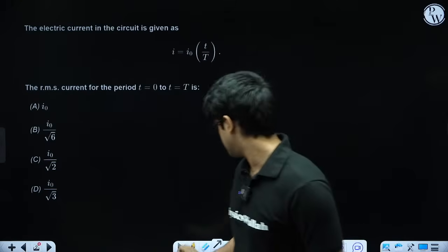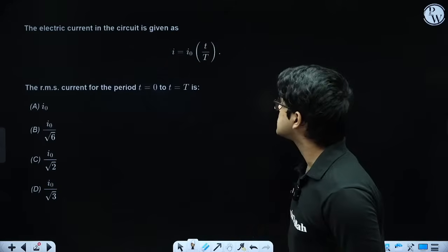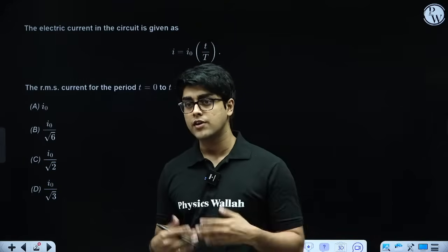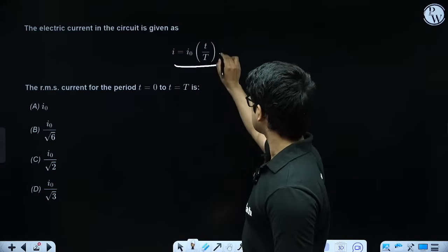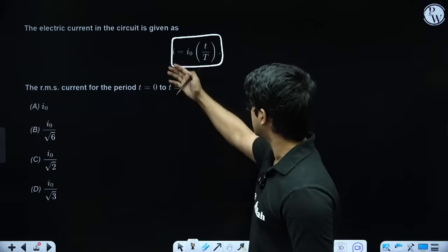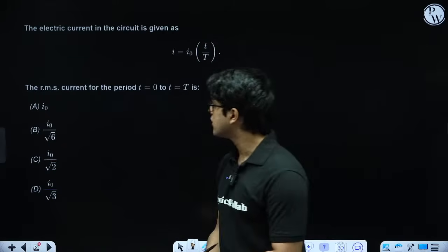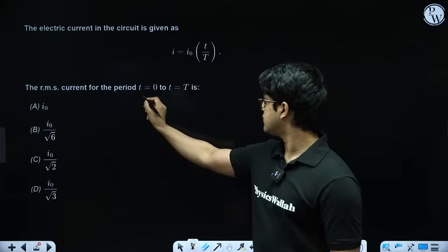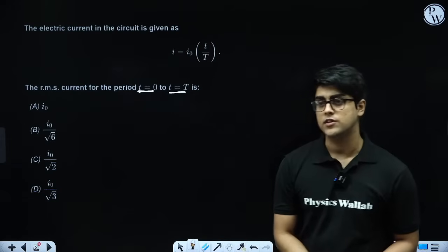The first problem is based on finding the RMS current of a time varying current. We have been given a current that varies with time as I naught T divided by capital T. We have to find the RMS current for the period from T equal to 0 to T equal to capital T. So that is the first problem.